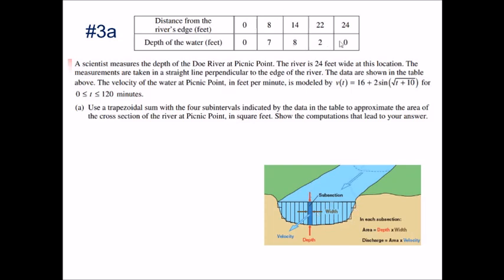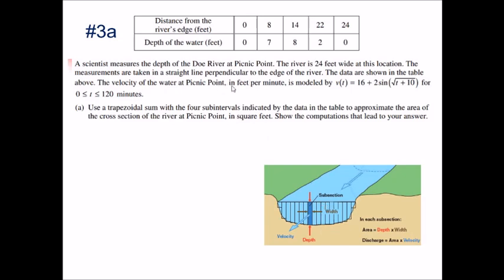So that's what they're really representing in this table. This is kind of interesting because we have an input function of distance, of feet, and the output is also feet, but it's a different kind of feet. The input is basically distance from the edge. The output is depth down.